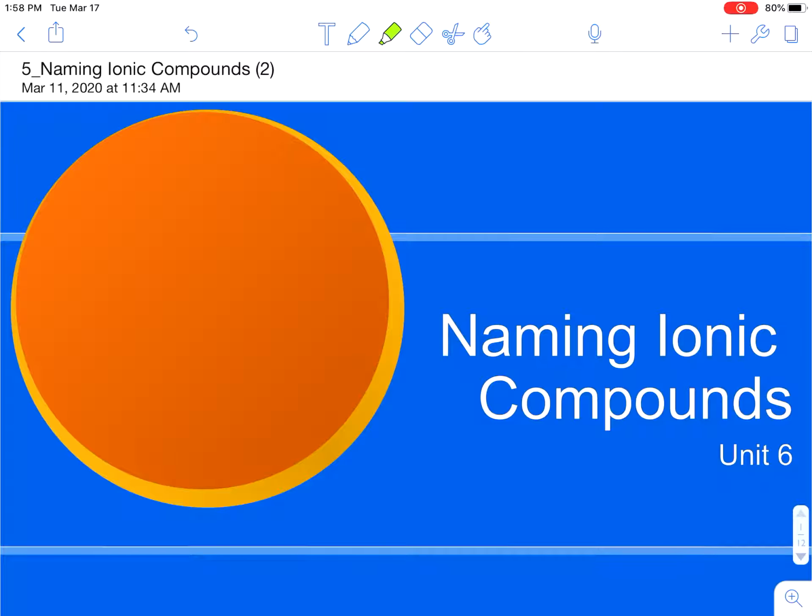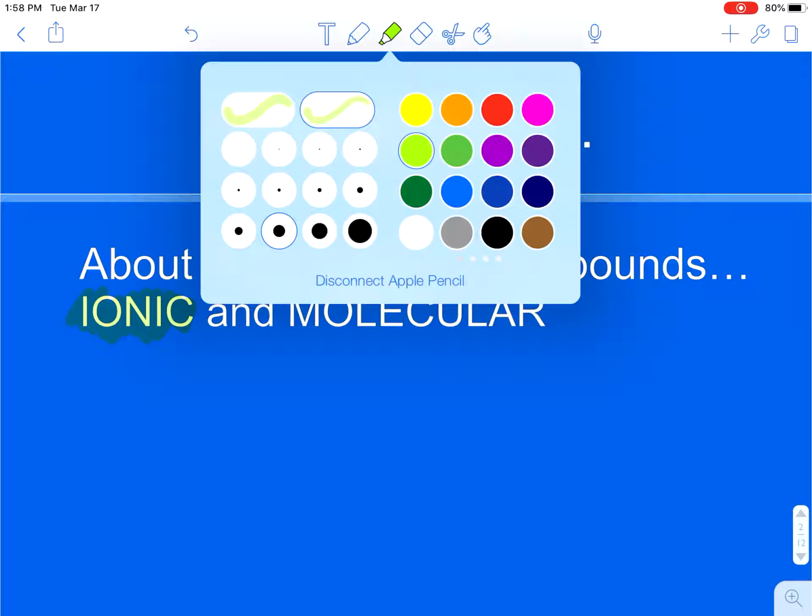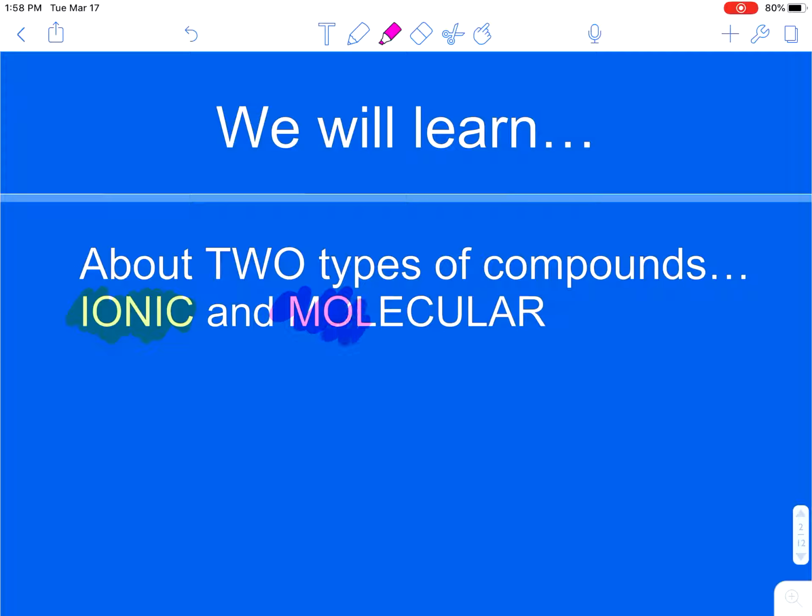All right, so today we're going to start talking about naming ionic compounds. That's where most of this unit is going to focus, mostly in the naming aspects. So before we can begin, first we need to talk about the two types of compounds. The one we're focusing on today is ionic compounds. I'll go into more of what that means in a couple seconds. And the other one that we will discuss later on this week would be molecular compounds.